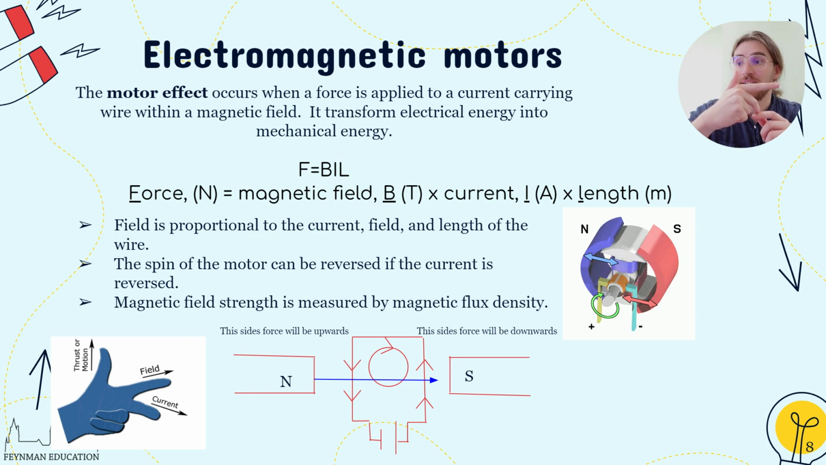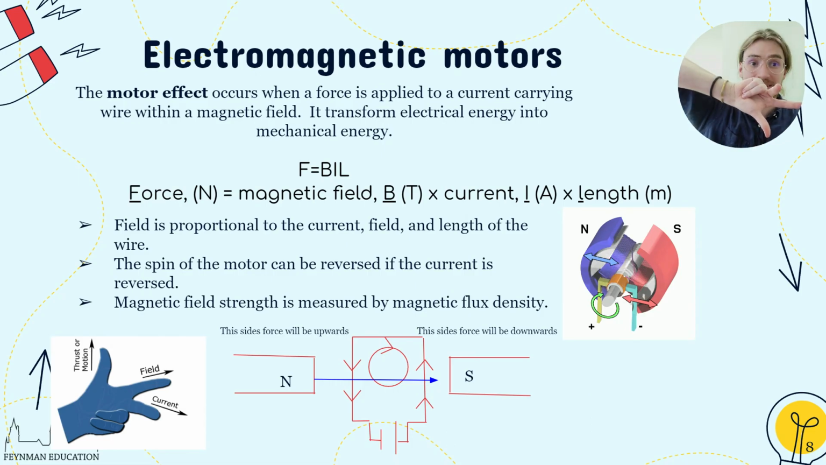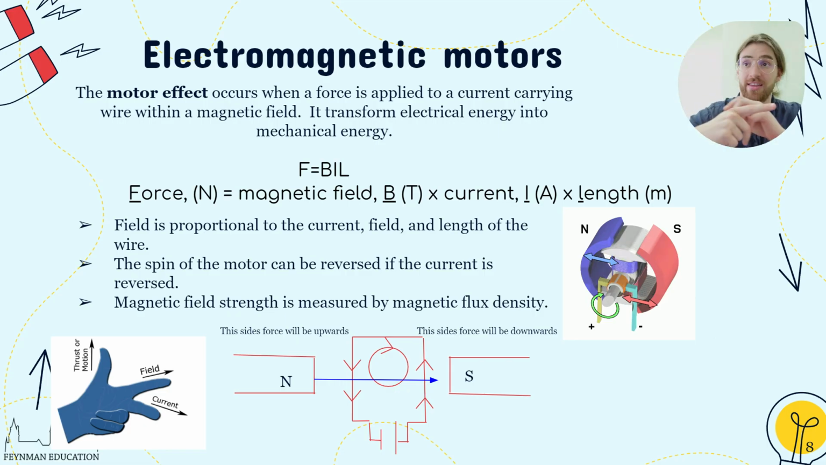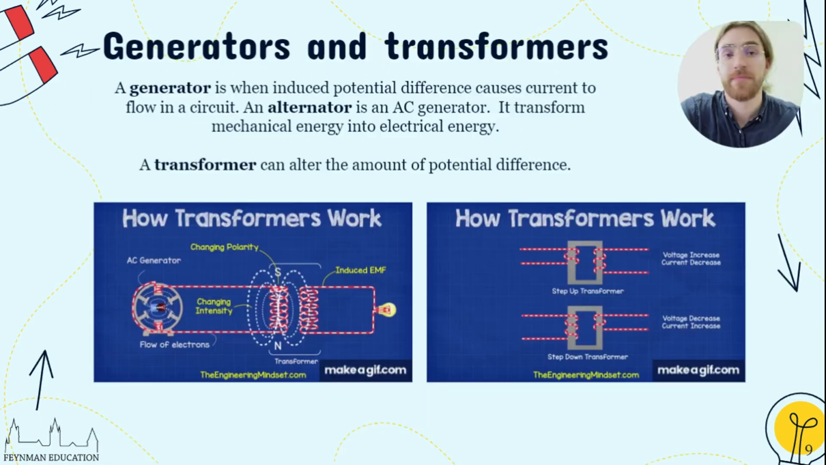So with our middle finger, you pick a point on the wire and you move it. Let's say it's on the right hand side there. Our current is moving upwards, and therefore this side is going to be moving downwards. If we go to the left hand side of this solenoid now, our field line is still going left to right, but our current is moving downwards, therefore the thrust is going to be upwards.